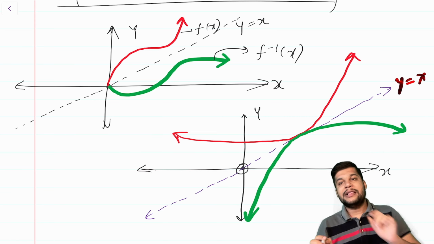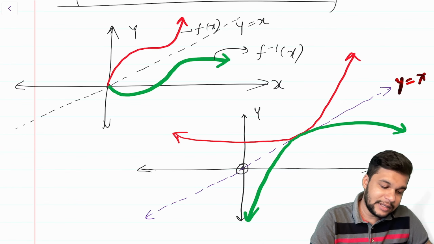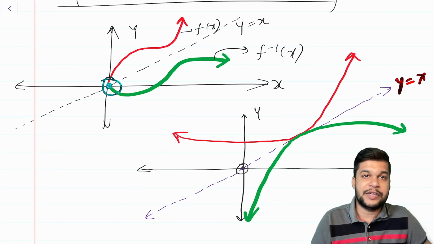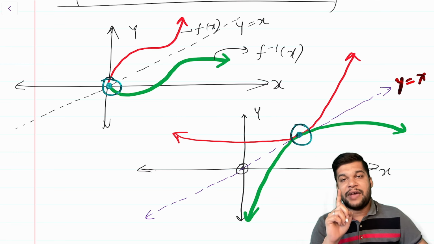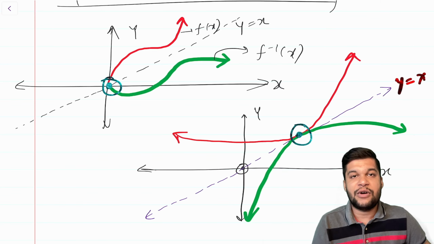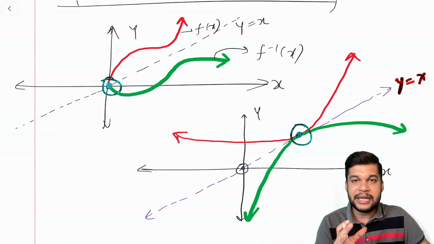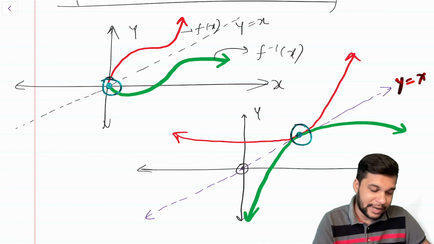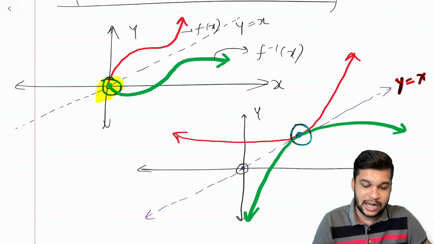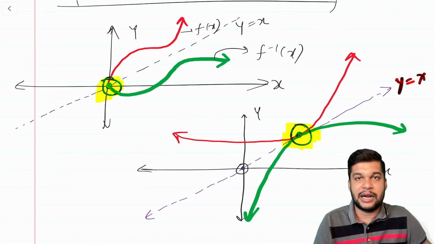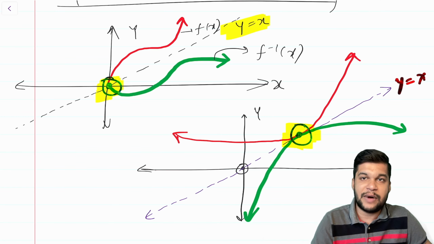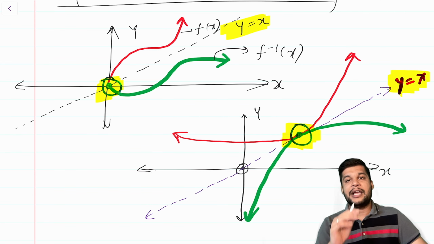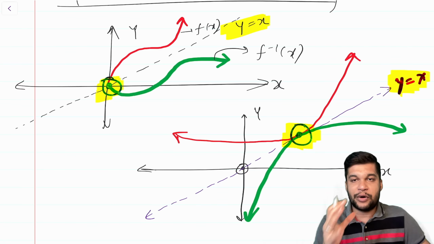Okay. Now one thing that you should remember, or should notice here is, if you observe this point, or this point, the graph of f(x) and f inverse x are intersecting on the line y equal to x. So this is the point of intersection for the first graph. This is the point of intersection for the second graph. Both the graphs are intersecting on the line y equal to x. So it is very important that you know it.